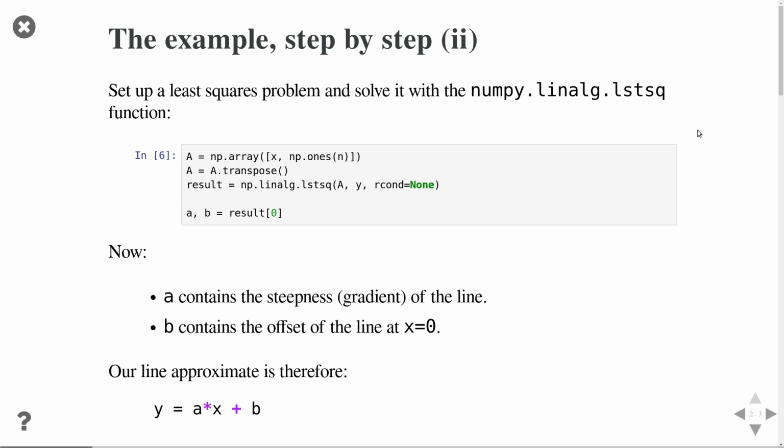So after these lines, we have a containing the steepness or the gradient of the line, and b containing the offset at the point x equals 0. Then our approximated line is a times x plus b equals y. That was the blue line in the graph.